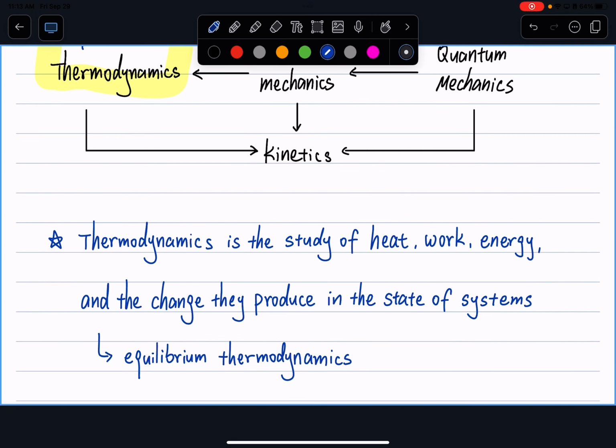Or if we want to use our textbook definition, thermodynamics is the study of heat, work, energy, and the changes they produce in the state of systems. So obviously in here, we have a lot of terms that we need to define, right? What is heat? What is work? What are different forms of energy? What does it mean by different state of the system? And what exactly is a system? And what does thermodynamic equilibrium mean?